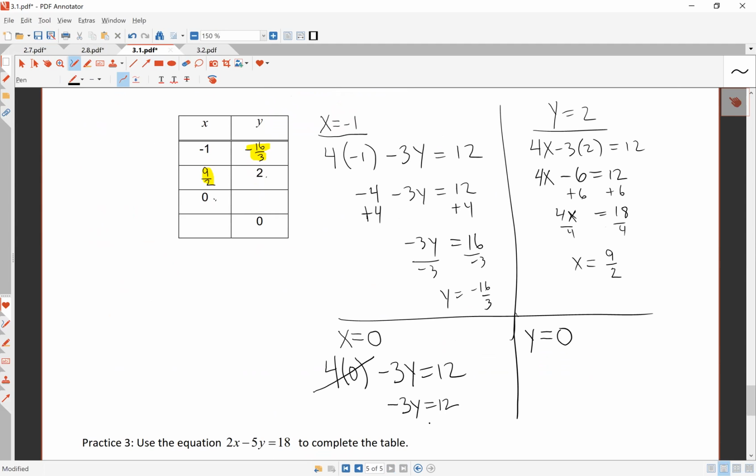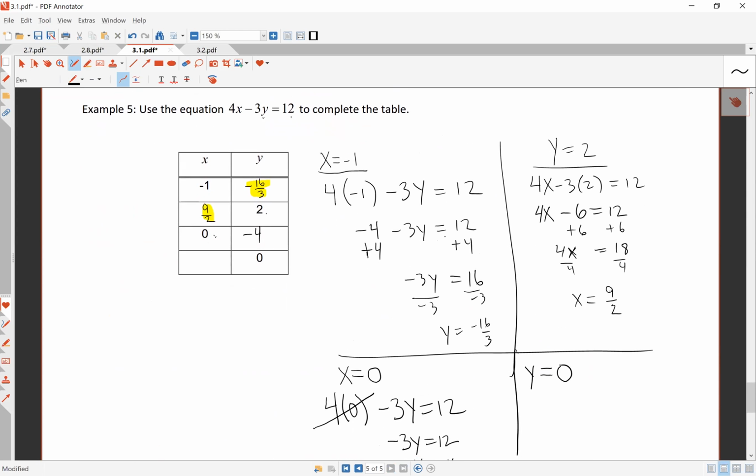If negative 3y is 12, oh, negative 4. Good job. So do that up here for setting y equal to 0. So cover that one up, and that says 4x is 12. What would x be? 3. Good job.